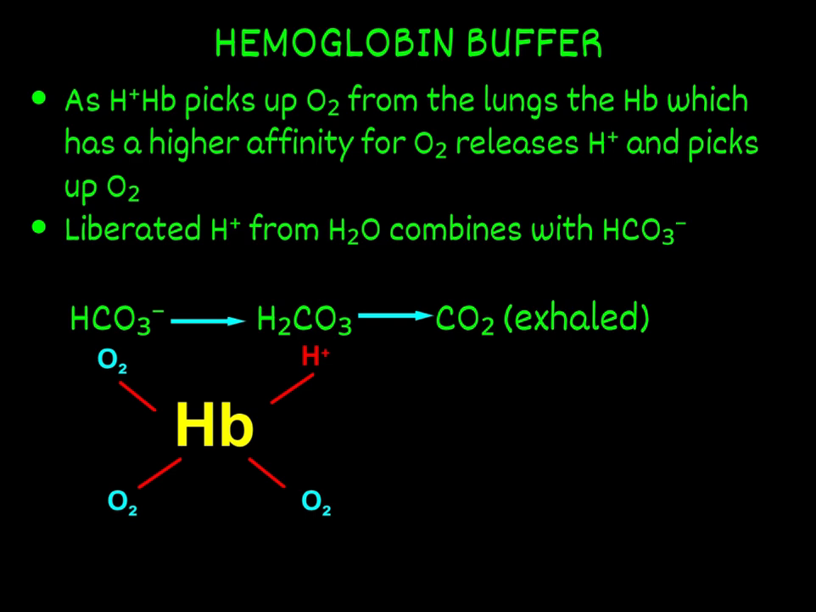When CO2 from tissues enters red blood cells, it combines with water to form carbonic acid, H2CO3, which dissociates into H+ and bicarbonate, HCO3-. Hemoglobin binds these H+ ions, preventing a drop in blood pH. This process is enhanced by the Bohr effect, where H+ binding to hemoglobin promotes oxygen release to tissues. Hemoglobin also forms carbamino compounds with CO2, further aiding acid-base balance.